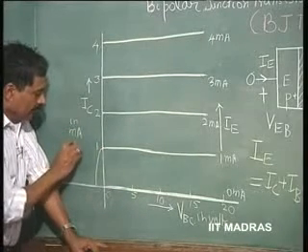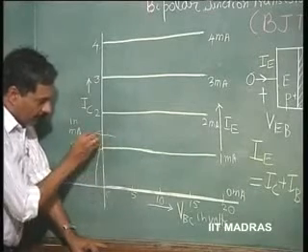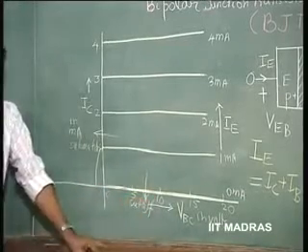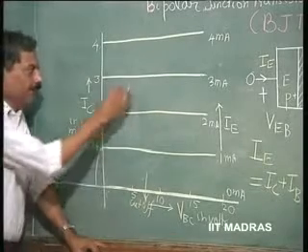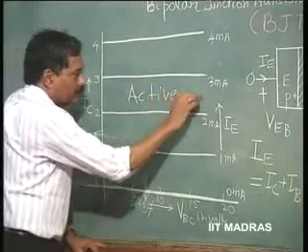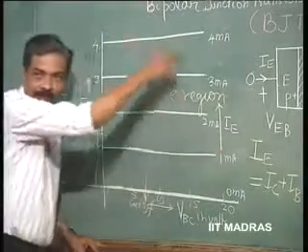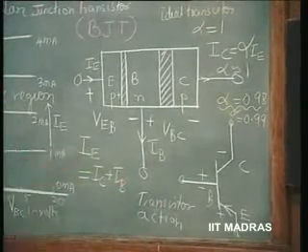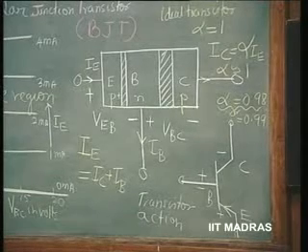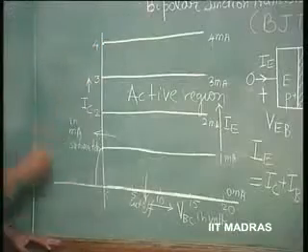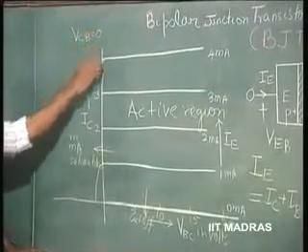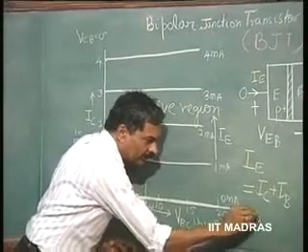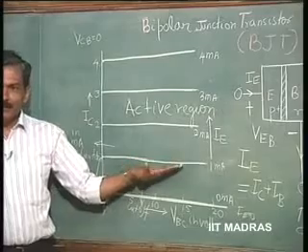This point is called the saturation region. Beyond this point, it is cut off. This is the active region. This region is called the active region, where transistor action takes place, where the relationship IC equal to alpha times IE is valid. Therefore, we just say VCB equal to 0 is the borderline separating saturation and active region, and IE equal to 0 is the borderline separating cutoff and active region.